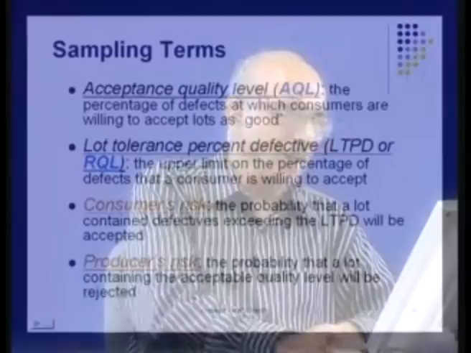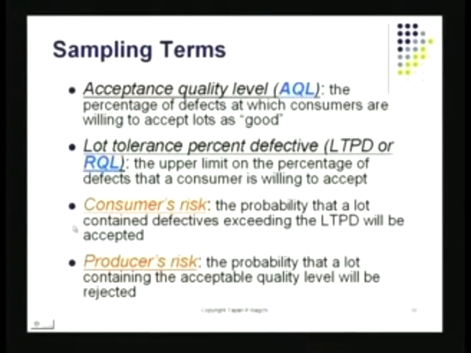So there are two types of risks involved. As I show on the slide here, there is the consumer's risk, which is the probability that the lot containing defectives exceeding the rejection quality level still ends up being accepted. It's very possible. On the other hand, there is the other type of risk called the producer's risk. This is the probability that the lot containing an acceptable quality level will be rejected.